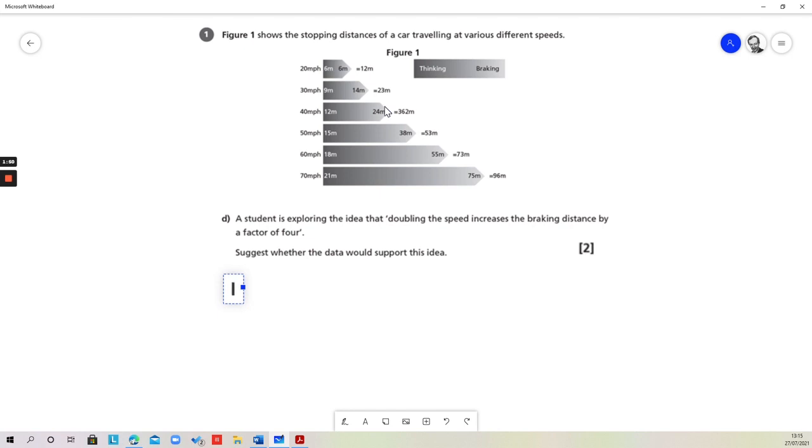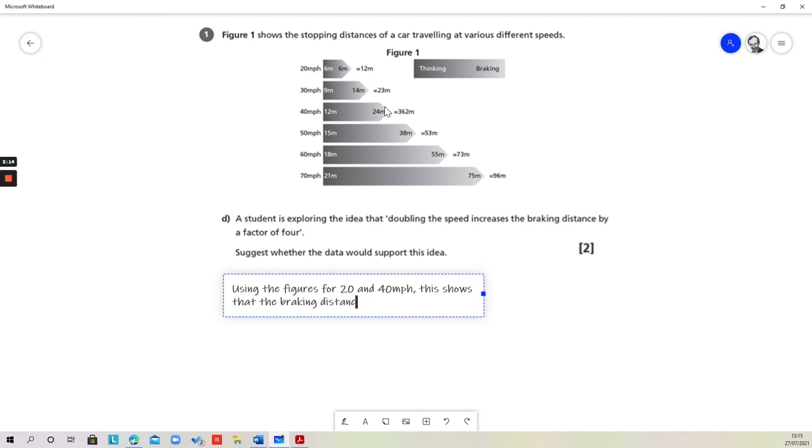So let's start to compose an answer about this. We can say, using the figures for 20 and 40 mph, this shows that the braking distance increases by a factor of 4.